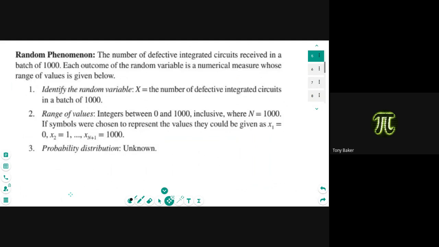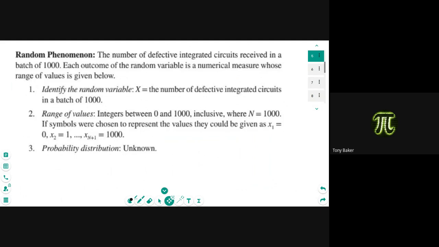All right, so let's look at a couple more realistic ones. The number of defective integrated circuits received in a batch of 1,000. Is this a discrete or a continuous situation? Discrete, because we can't have 1.5 integrated circuits broken. It'd be 1 or 2 or 3. So in that situation, it is discrete.